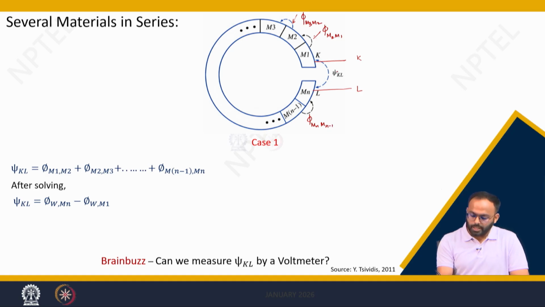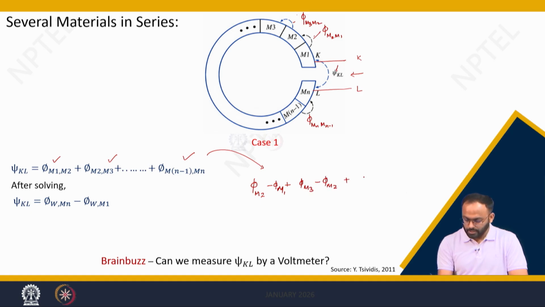And I am interested in psi KL, the potential between K and L. If I write a potential balance equation along the loop, then we get psi KL equals phi M1 M2 plus phi M2 M3 and so on, up to phi Mn minus 1 Mn. Using the basic formula of contact potential, which is the difference between two work functions, this can be written as phi M2 minus phi M1 plus phi M3 minus phi M2 plus and so on, phi Mn minus phi Mn minus 1.